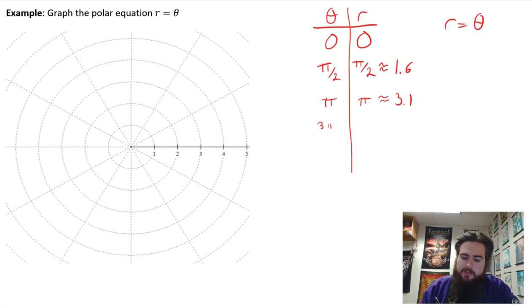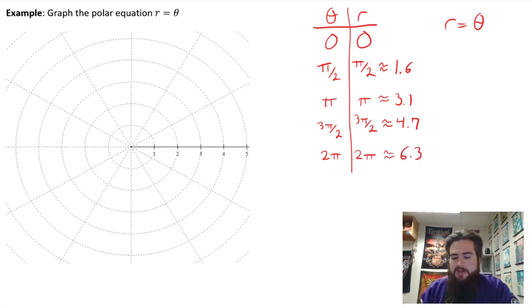If I plug in 3 pi over 2, that gives me 3 pi over 2 back in return, which is approximately 4.7. And then if I plug in 2 pi, that gives me 2 pi back in return, or approximately 6.3. Using these values, we can graph this function.